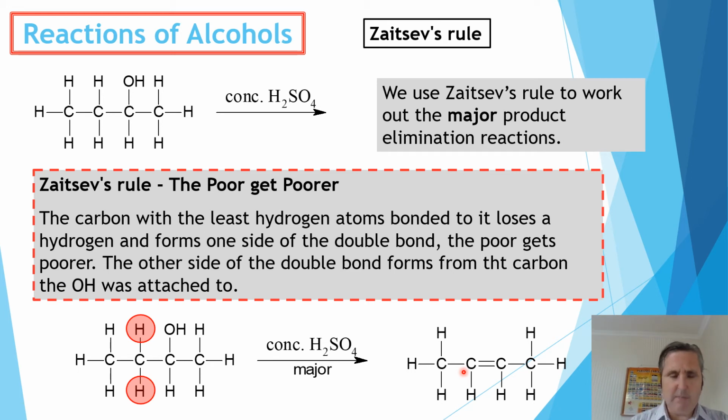Now, what I mean by the poor hydrogen, look at the bottom here. You can see that the carbon on the right here has three hydrogens attached to it. So it's the richer carbon, because the carbon on the left has two hydrogens. So this is the poorer carbon. This is the one that is going to lose its hydrogen.